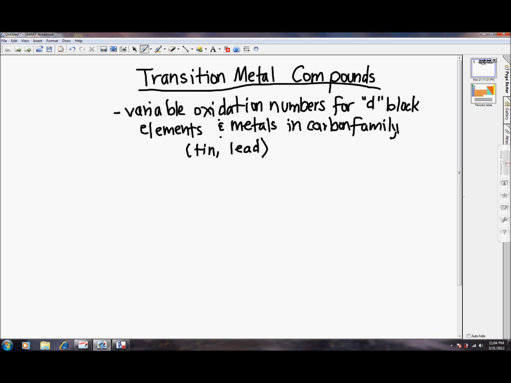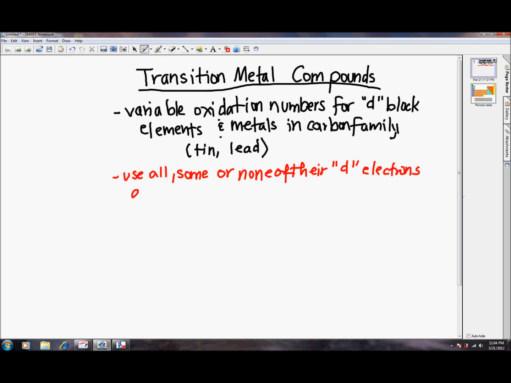Well, why do these have variable oxidation numbers? These metals use all, some, or none of their d electrons as valence electrons. These are not their normal valence electrons. All of these elements technically have two valence electrons.